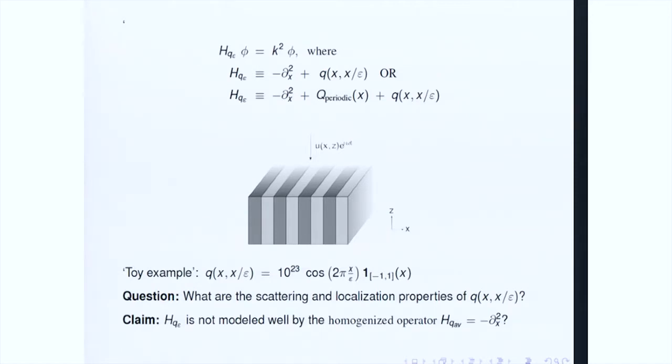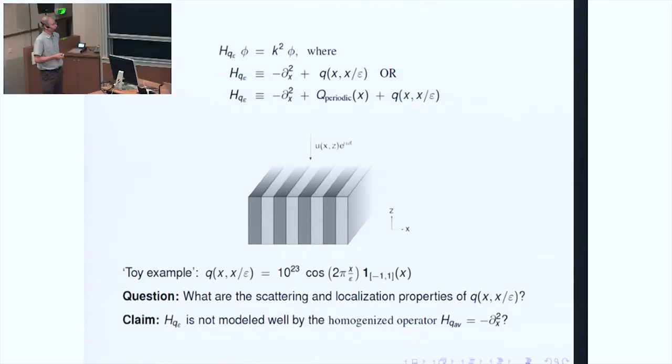these are going to be mean zero with respect to the fast variable. And the claim is that although you can homogenize this trivially just by averaging the potential and getting then just the Laplacian, the key properties are not modeled well by this homogenized operator.